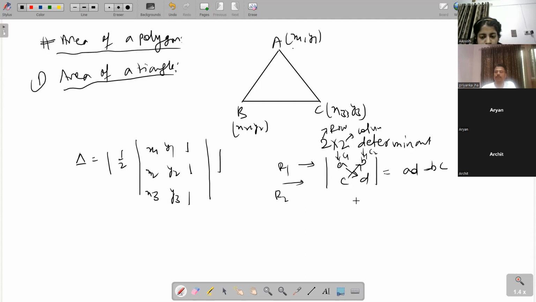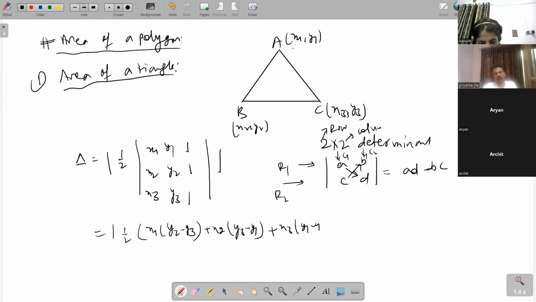But suppose you have a determinant in 3 cross 3, like this, 3 rows and 3 columns, right? For this, you just have to remember one formula. Let's not go in deep here. You can also convert this into half. Just open this, see. x1 (y2 minus y3) plus x2 (y3 minus y1) plus x3 (y1 minus y2). That's it.